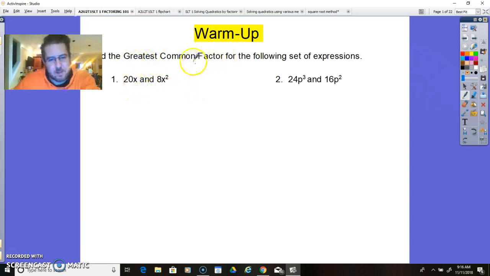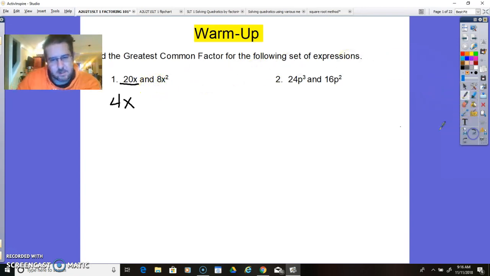Greatest common factor means the biggest number that both these two terms can both be divided by. So when I look at these two terms, 20 and 8, they can both be divided by 1 and 2 and 4, and 4 being the biggest one of them. So 4x is the GCF because this can be divided by 4x and this can also be divided by 4x.